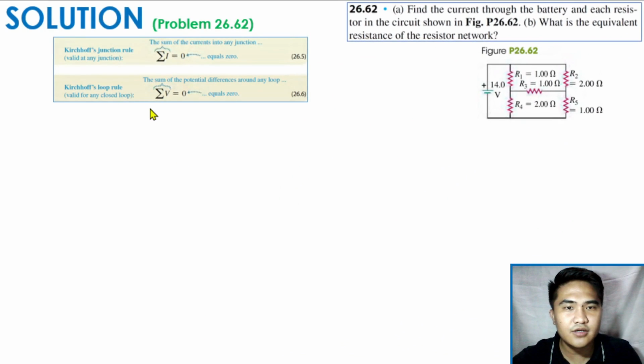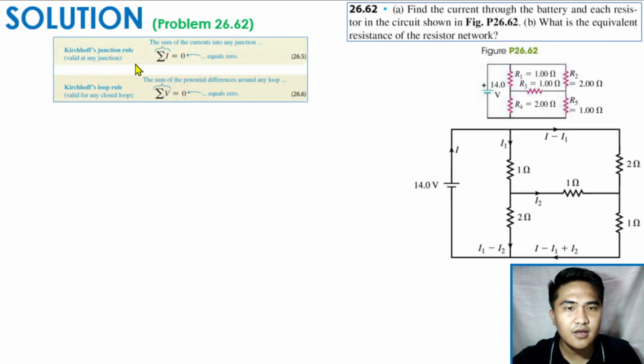According to Kirchhoff's junction rule, the summation of current is equal to 0. So the junctions in the circuit are this and this. Next, for Kirchhoff's loop rule, the summation of voltage is equal to 0. We will assign loops in this circuit.